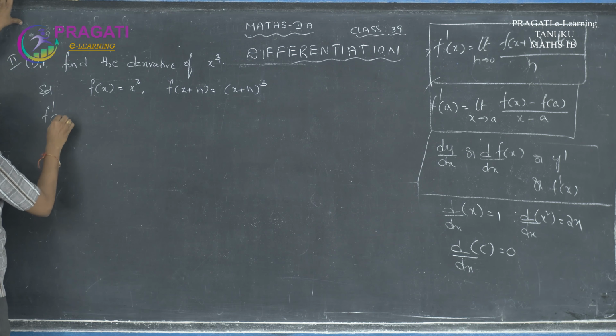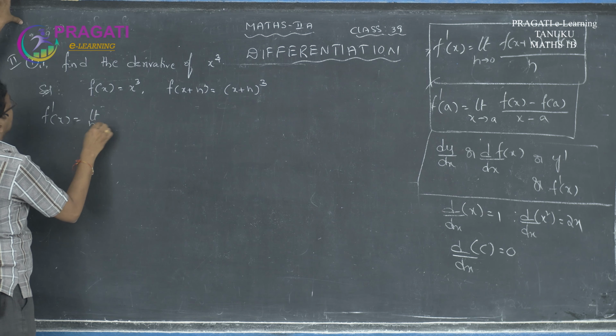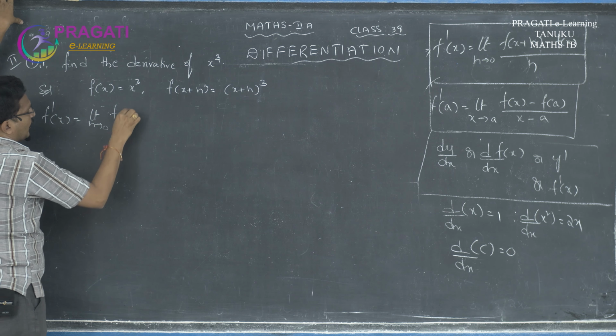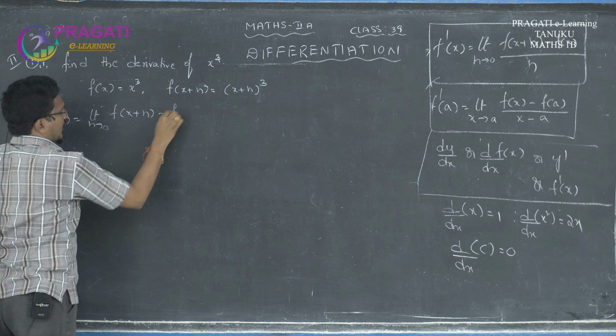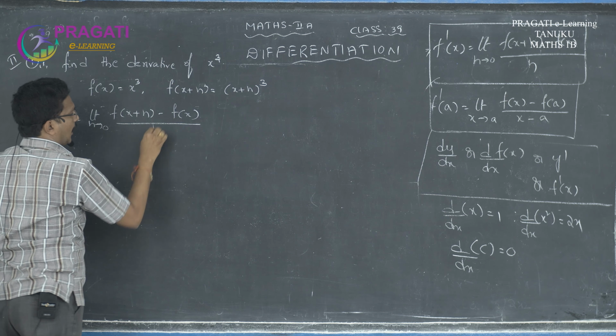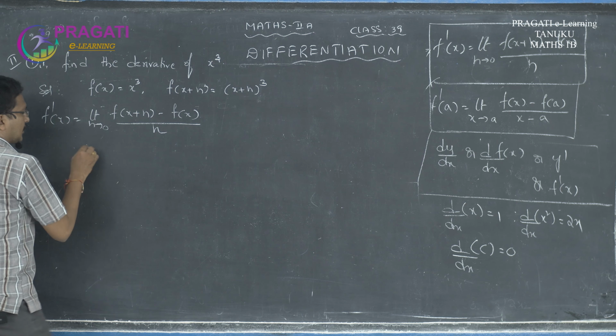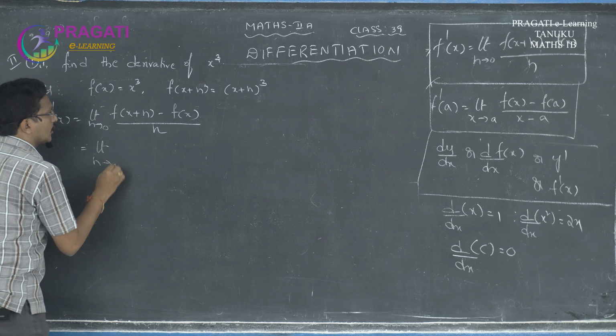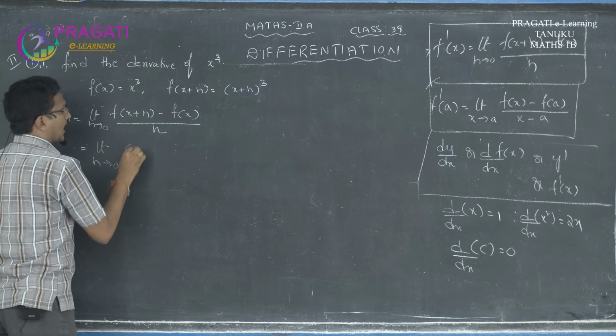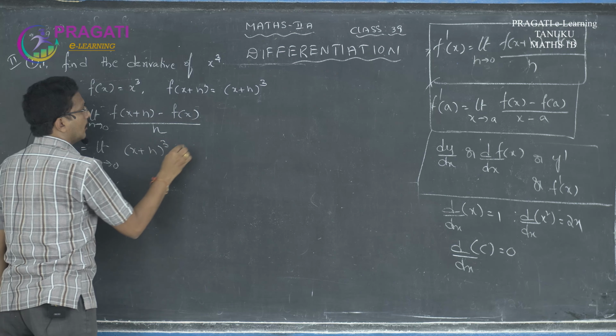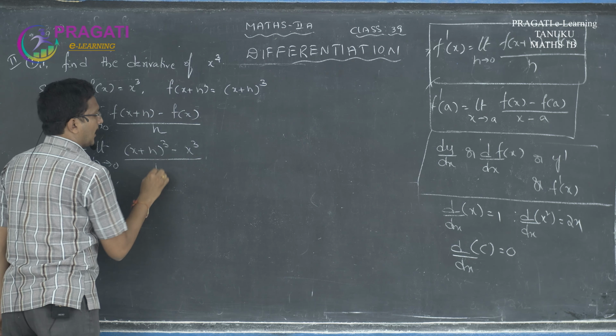f dash of x is equal to, the formula is limit h tends to 0, f of x plus h minus f of x by h. That is limit h tends to 0. What is f of x plus h? x plus h whole cube minus x cube by h.